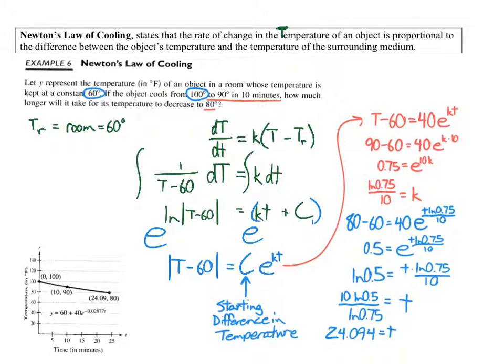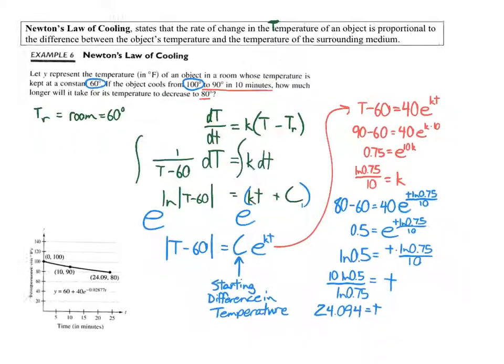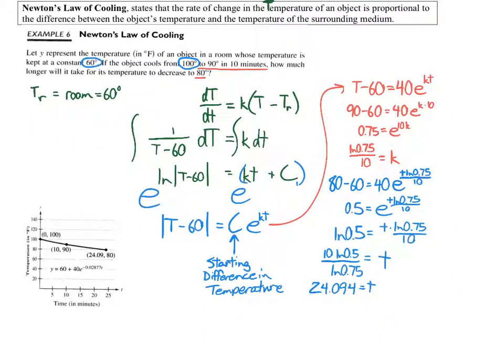Now the problem asked how much longer will it take. So if I subtract the original 10 minutes, my final answer would be 14.094 minutes longer. And notice it only took 10 minutes to drop 10 degrees at first. Now it's taken 14 minutes to drop 10 degrees. That's because this is exponential, it levels off, and the closer your temperature gets to the temperature in the room, the slower that temperature is going to decrease. It's going to slow down and level off.